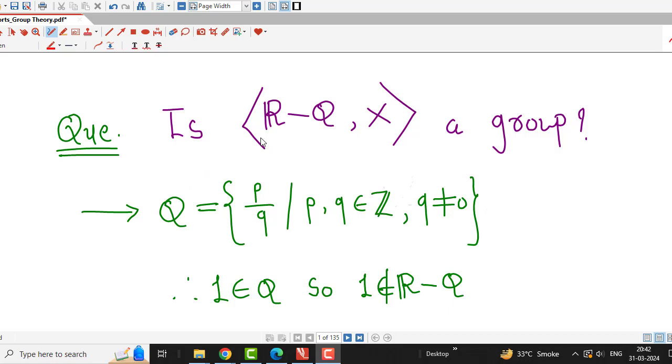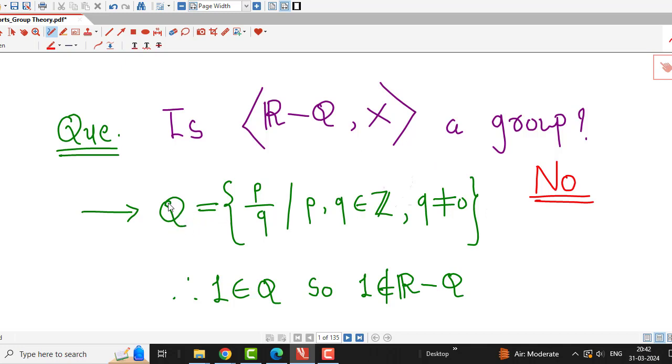Hello friends, in this video we are going to discuss whether R minus Q with standard multiplication is a group or not. The answer is that it is not a group. No, R minus Q is not a group with respect to the multiplication operation.